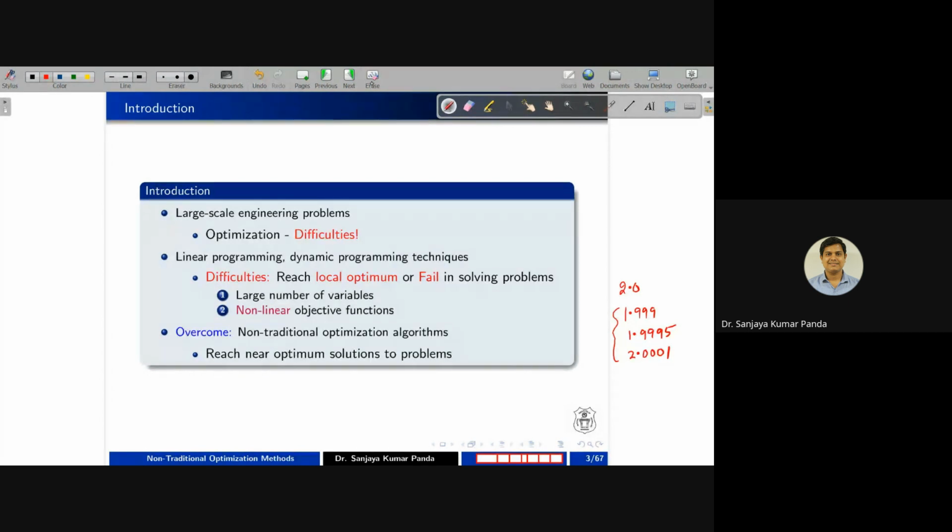Similarly, if you go to the literature, in most of the traditional methods, we are applying heuristics.